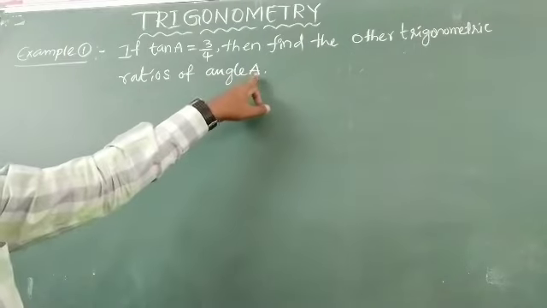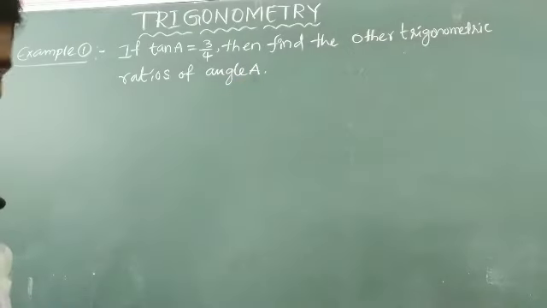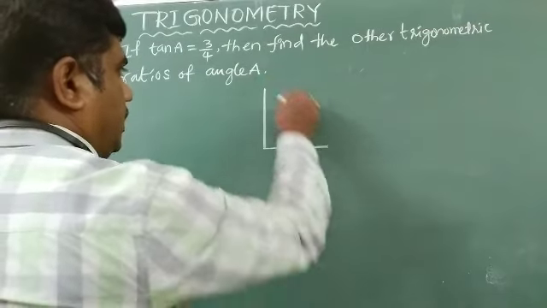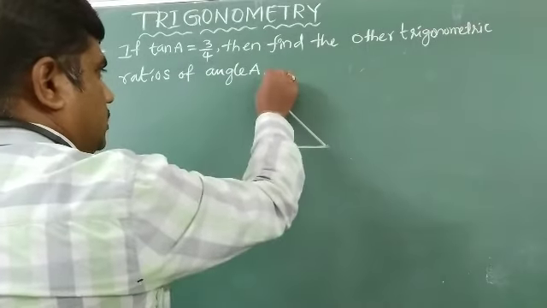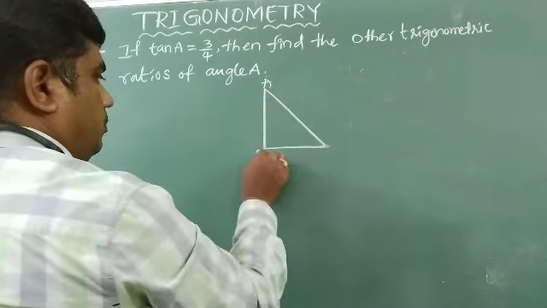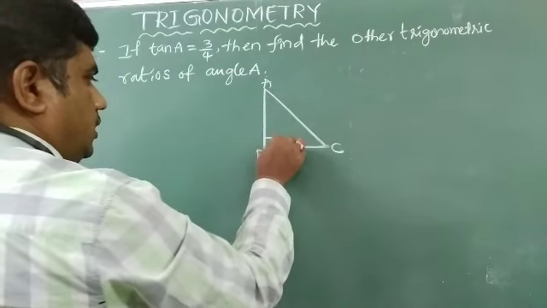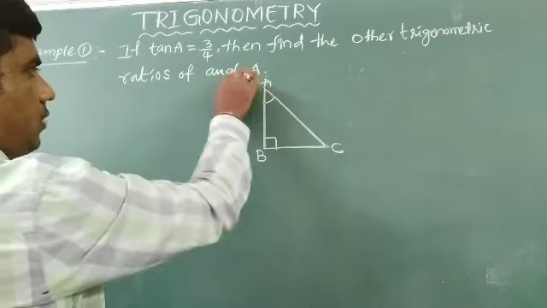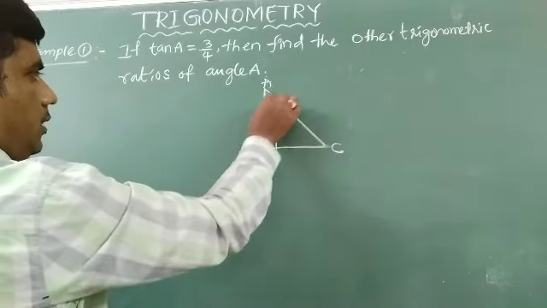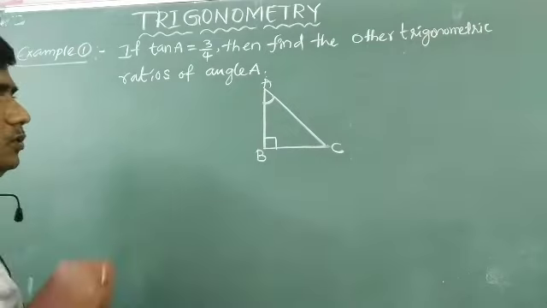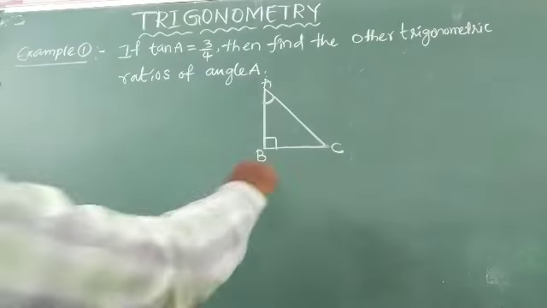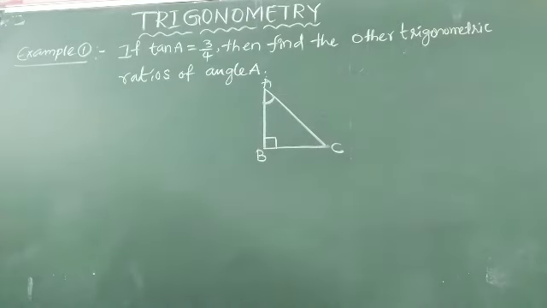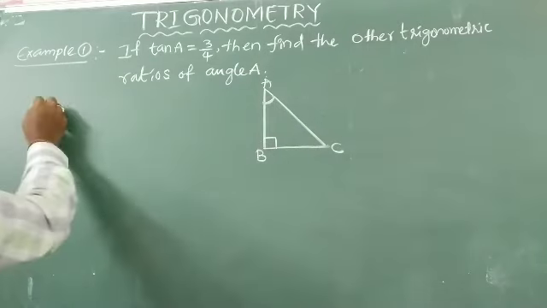So which one do we take as angle A? For this, say for example, we are considering a right angle triangle. Say this right angle triangle is ABC and the right angle is at B. We take this one as the angle because A is the angle given. Now we have to find 6 trigonometric ratios. Since tan A is given, the remaining 5 trigonometric ratios we have to find.